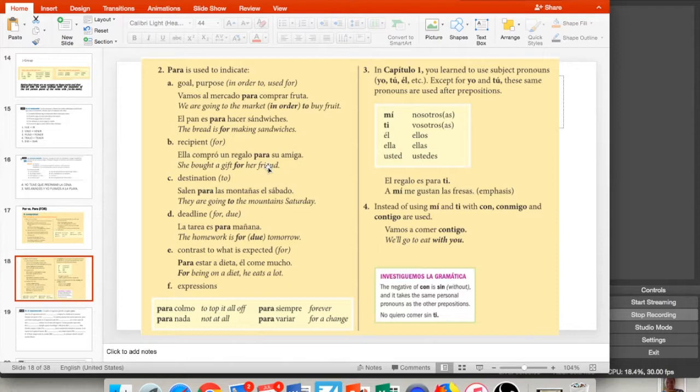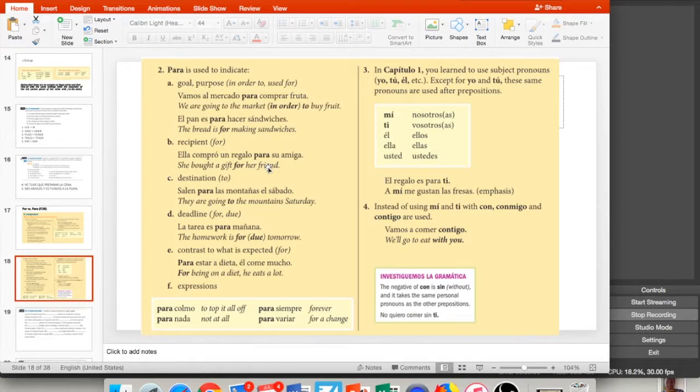A lot of times you use para also for destination. So salen para las montañas el sábado. They are going to the mountains on Saturday, or they're leaving for the mountains Saturday. So that's their destination, the mountains. You use para with deadlines. So I could say that la tarea es para mañana. The homework is for tomorrow, or it's due tomorrow.